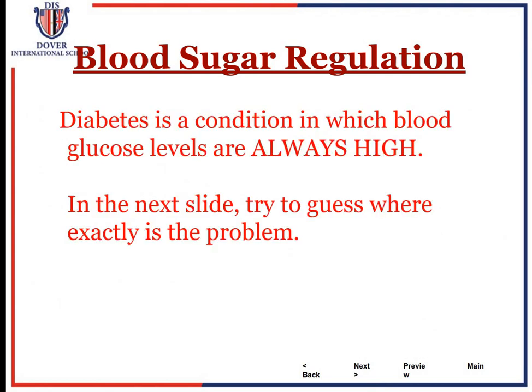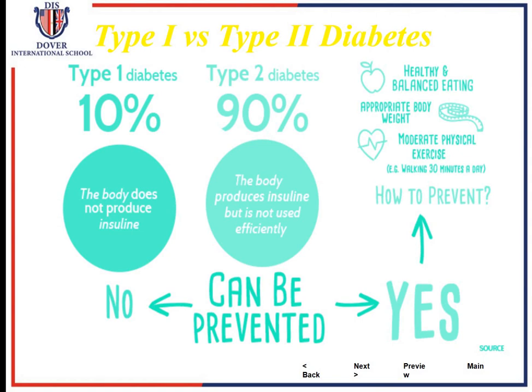So what about diabetes? We have two types of diabetes, type 1 and type 2. Type 2 is more common than type 1. It's found in about 90% of the people, while type 1 is found in about 10%. In type 1 diabetes, the pancreas is not working well. This is an autoimmune disease in which the pancreas will not produce insulin. So people with type 1 diabetes must take external injections of insulin.